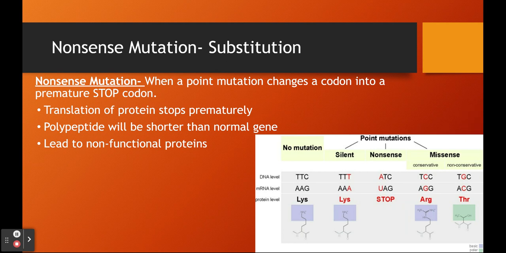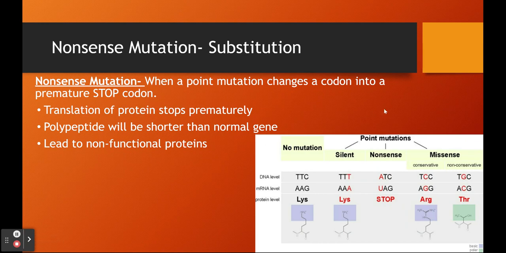You have half of a protein, for example. This is non-functional now. So this is a dramatic problem. This type of mutation is detrimental to your protein. All right. So normally, your polypeptide will be shorter than the normal gene and can lead to non-functional proteins. All right. So those are nonsense mutations.